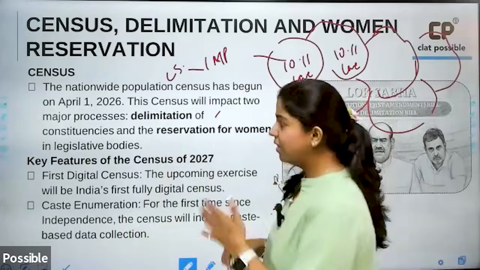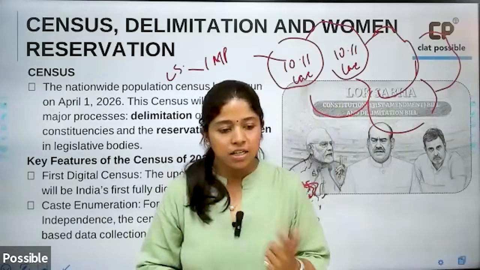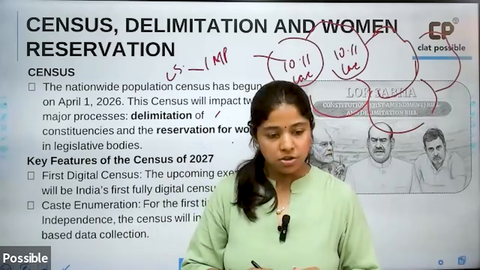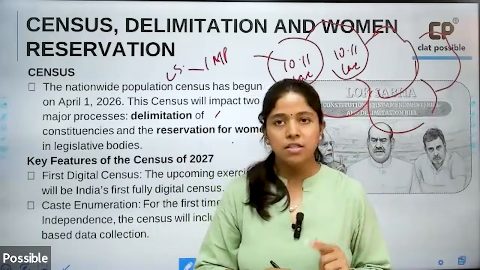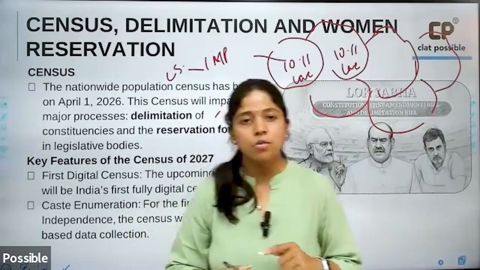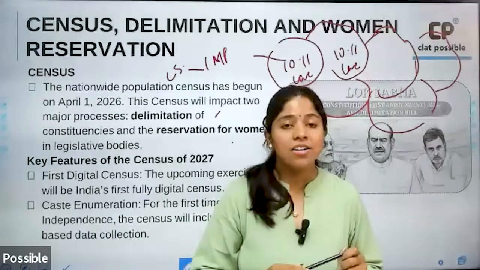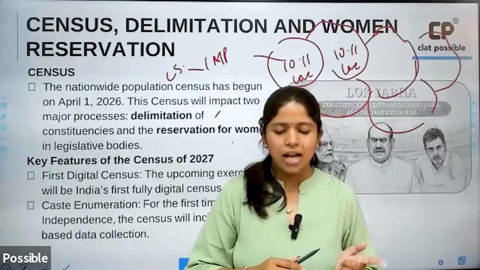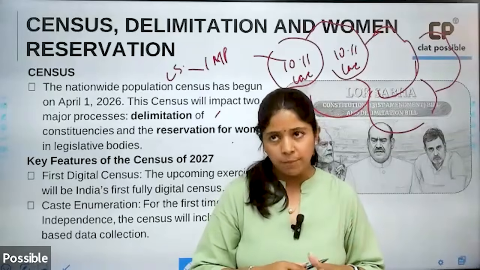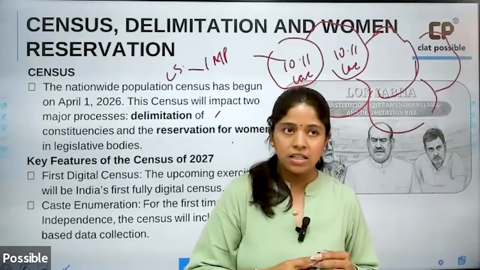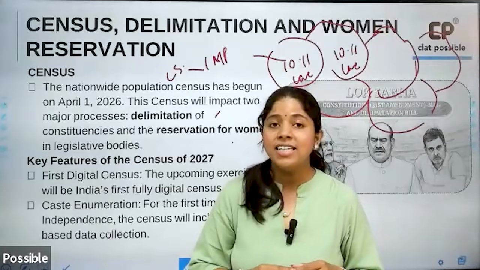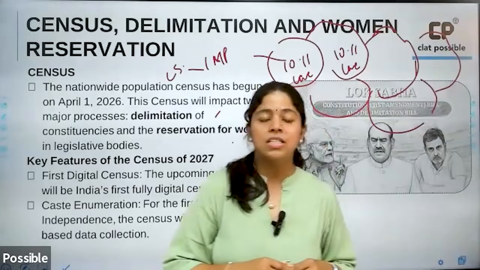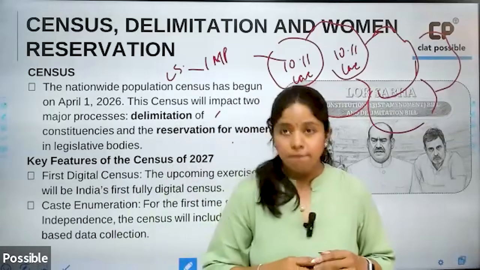Also, the government said that it is after this delimitation that we are going to implement the women reservation. What is the women reservation? The women reservation was brought into existence through the 106th Constitution Amendment Act of 2023, which is known as Nari Shakti Vandan Adhiniyam. Through this Act, the government sought to reserve 33% of the total seats in the Lok Sabha and 33% of the total seats in the legislative assemblies for women.